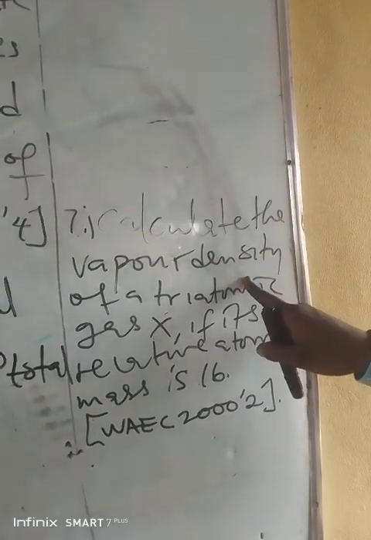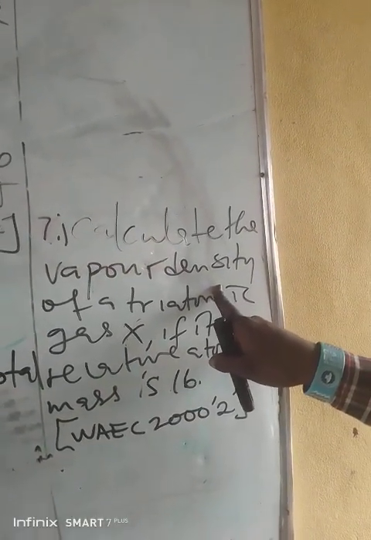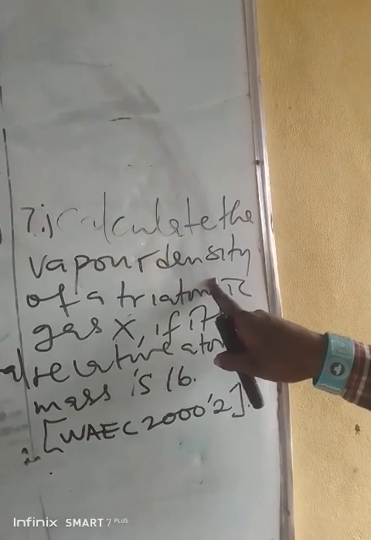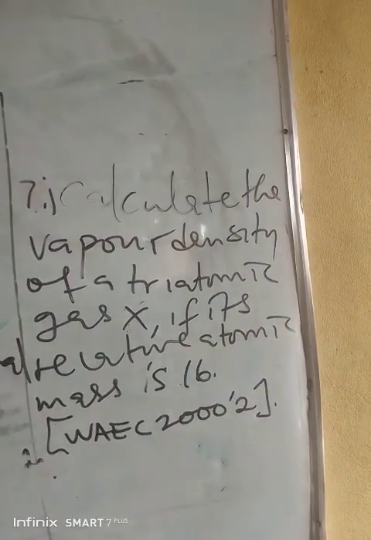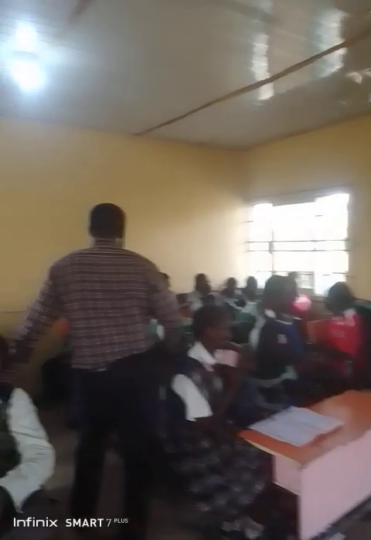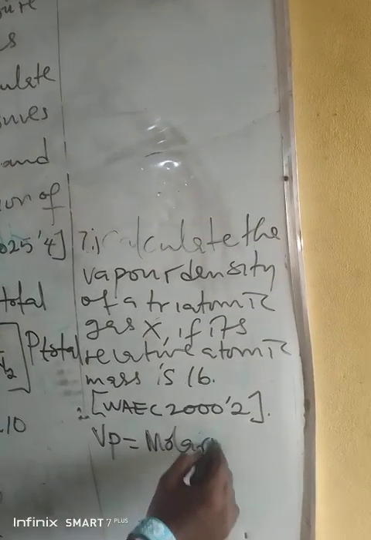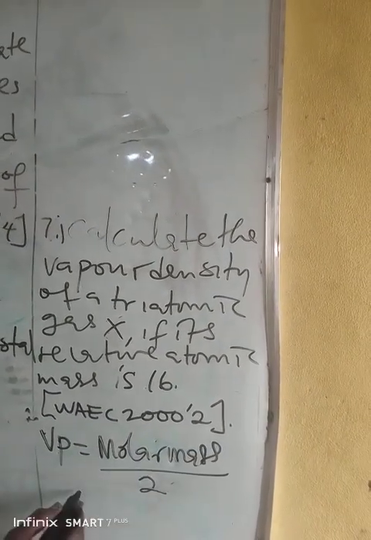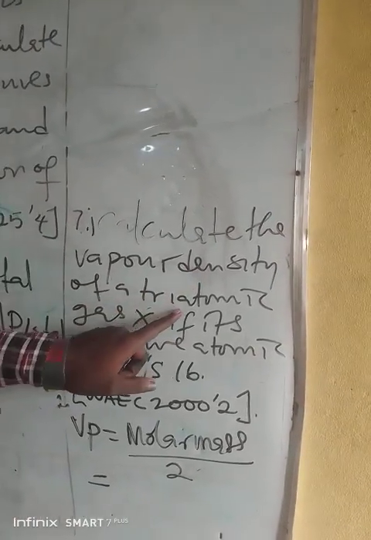They say calculate the vapor density. What is the formula for vapor density? Molar mass over 2. You still remember? Because vapor density is the number of times the volume of a fixed mass of gas is as heavy as an equal volume of hydrogen. And the mass of hydrogen is 2. So vapor density equals molar mass over 2.